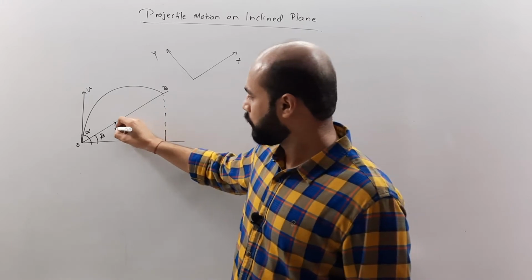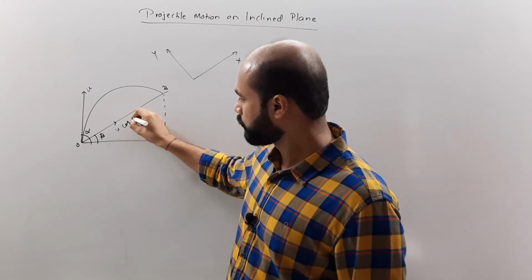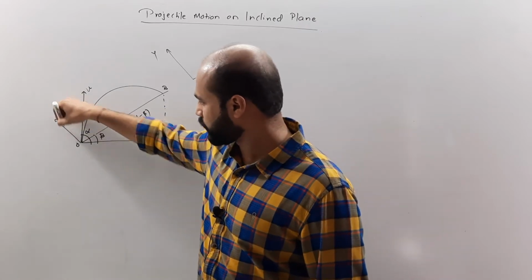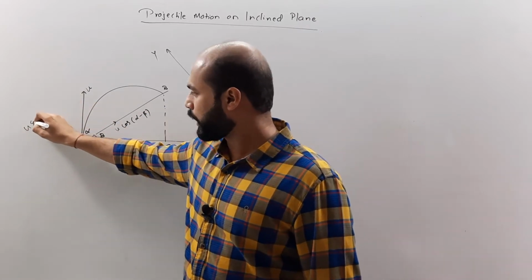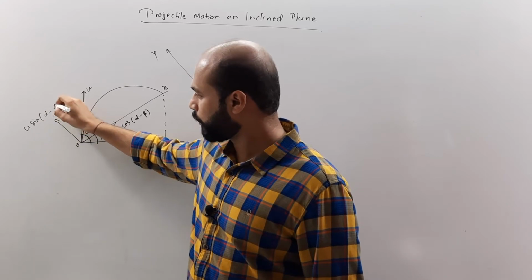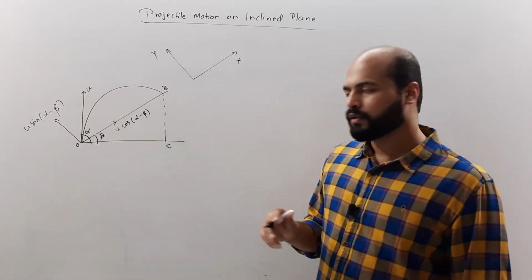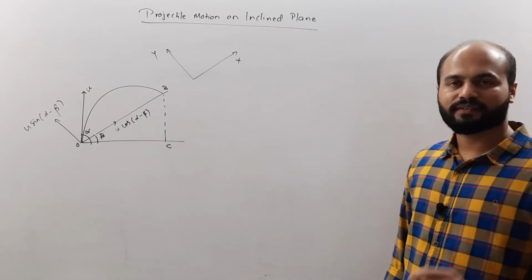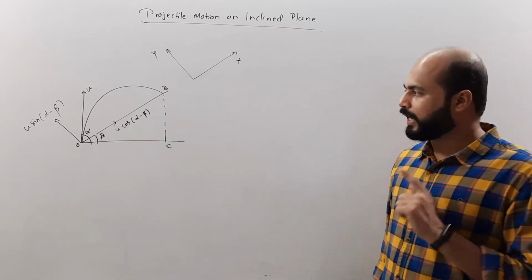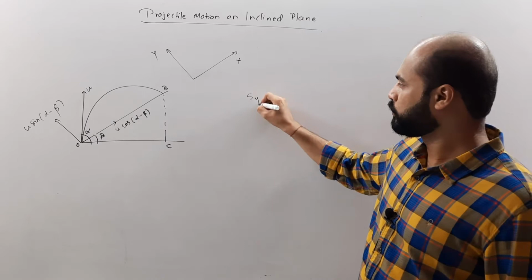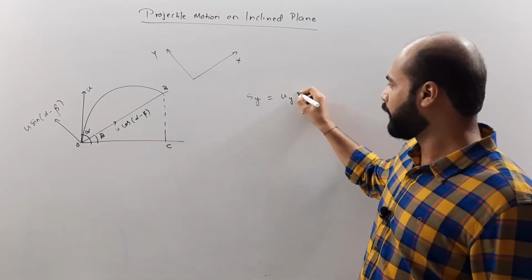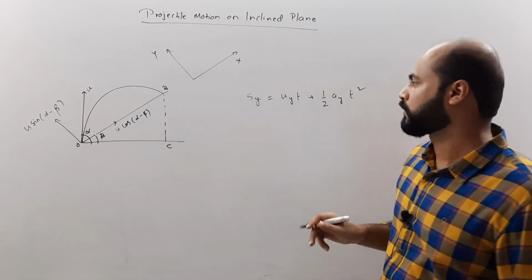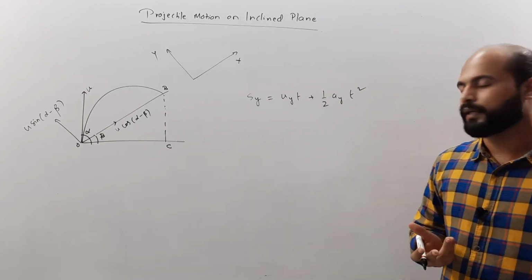So this becomes u cos(alpha minus beta), and this vertical velocity becomes u sin(alpha minus beta). Now we are going to use this according to our requirements. Now if you clearly see, first I am going to apply the Sy. So Sy, as we know, we had written it as uy t plus half ay t square in the case of horizontal projectile.